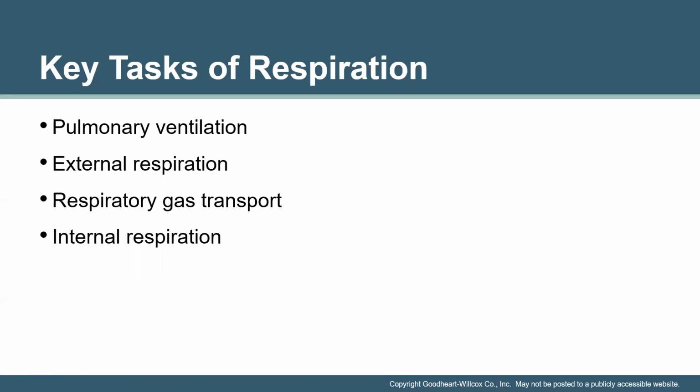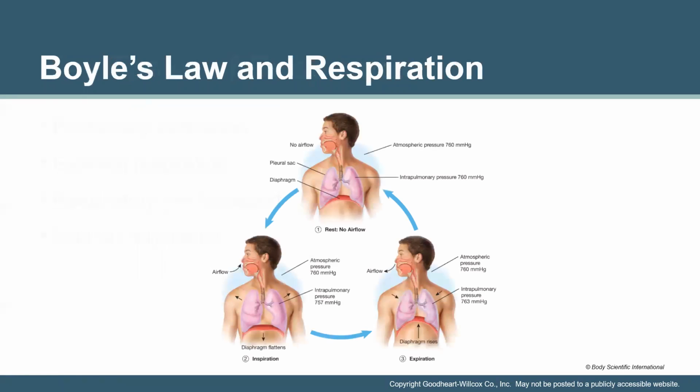External respiration refers to bringing oxygen from outside to inside the body, whereas internal respiration refers to what happens at that alveolar level. Respiratory gas transport, I think the words really are very clear here. It explains that through these processes of internal and external respiration, oxygen is transported to body cells and tissues, and carbon dioxide is transported away and exhaled.